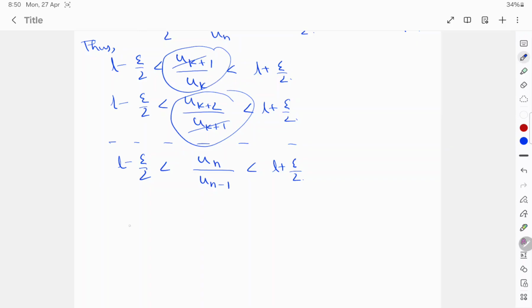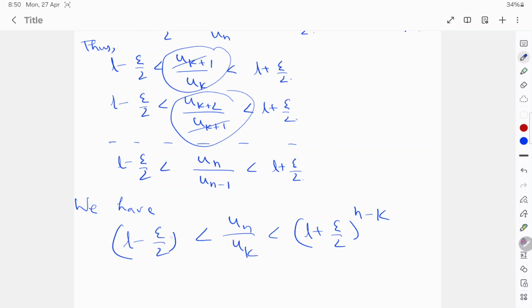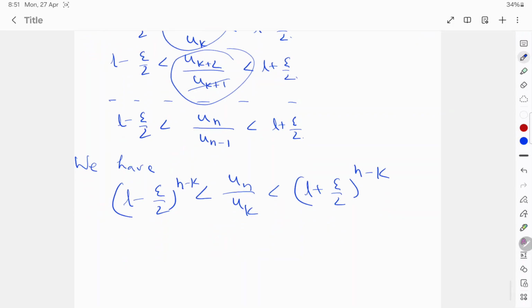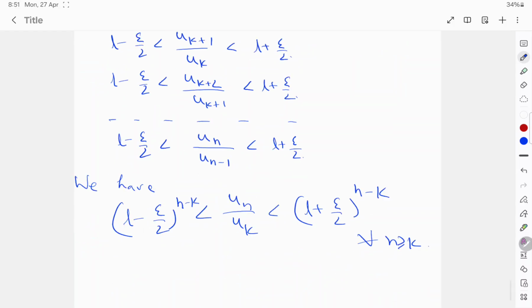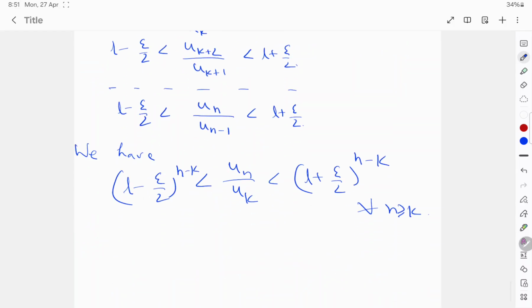So similarly, if you multiply all the things, you will get un by uk, and this will be less than L plus epsilon by 2 whole to the power n minus k. Again, you collect how many L plus epsilon by 2 factors on the right hand side. That will be n minus k. You just think yourself. Okay, so this type of thing you are getting.